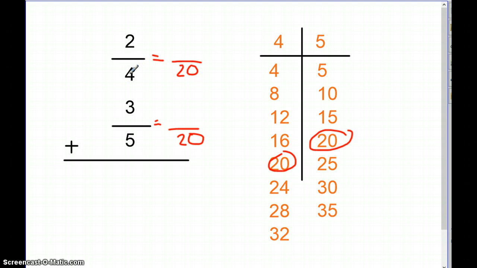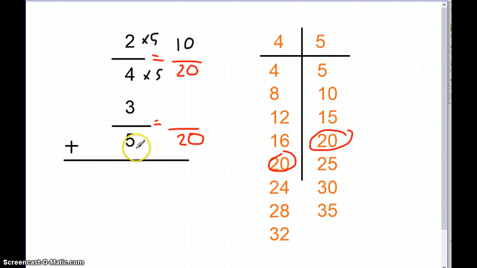So look at the relationship. How do you turn a 4 into a 20? You multiply it by 5, okay? Whatever we do to the bottom, we do to the top. 2 times 5 is 10. So now we have this awesome equivalent fraction. 2/4 is equal to 10/20, okay?